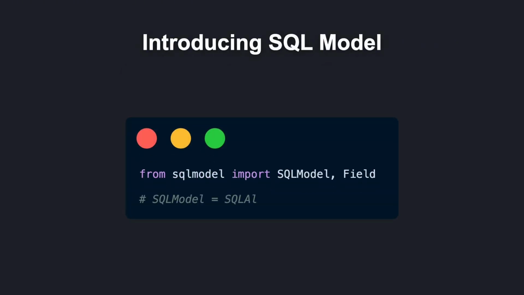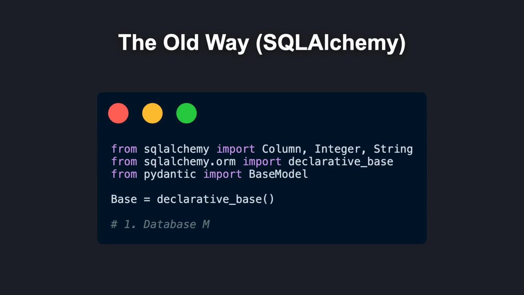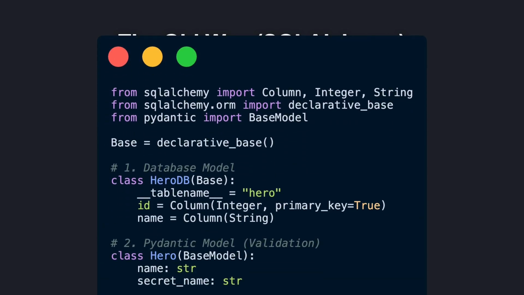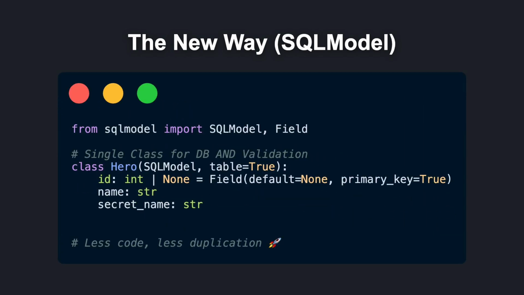SQLModel is designed specifically for FastAPI. It combines SQLAlchemy for database access and Pydantic for data validation, using a single model definition. With plain SQLAlchemy, you usually define your data twice, once as a database model and again as a Pydantic schema for validation and responses. That separation is powerful, but it also means more boilerplate and more places to keep in sync. With SQLModel, the same class is used for both. That means we can describe our data once and use it for the API and the database without hiding what's happening under the hood.